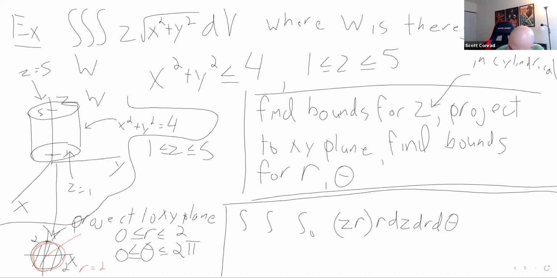Z goes from 1 to 5. R goes from 0 to 2. Theta goes from 0 to 2 pi. And let's just multiply the entire thing through by r. So we get z r squared dz dr d theta.